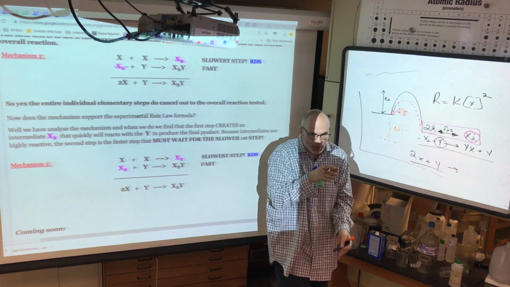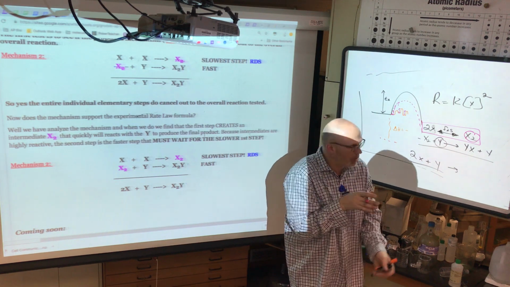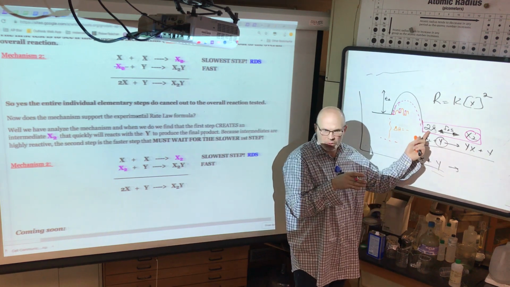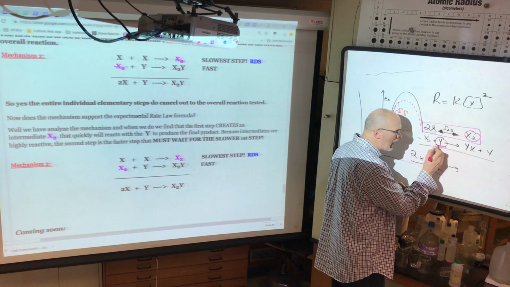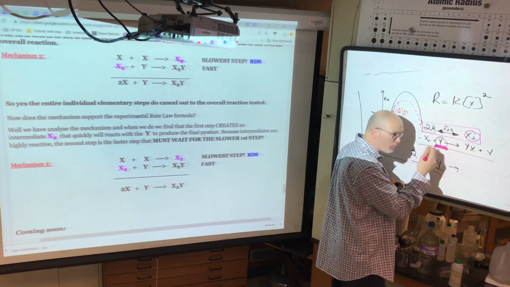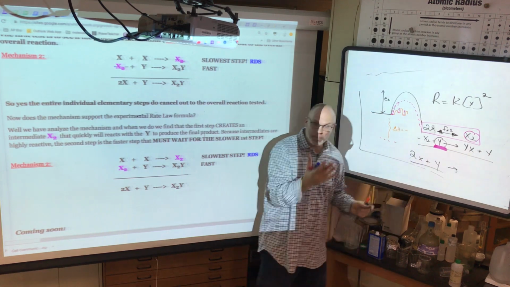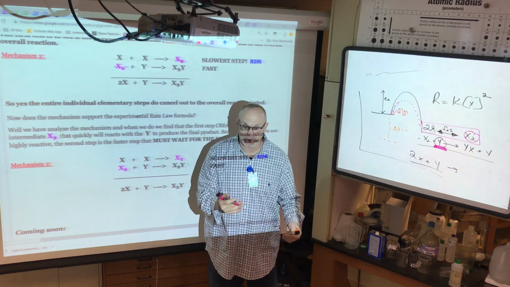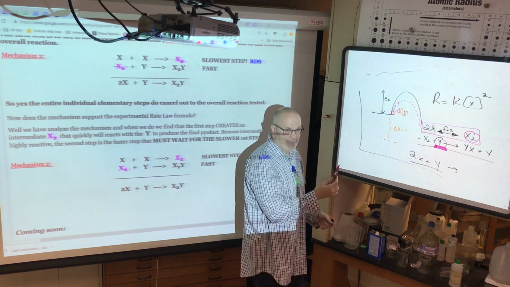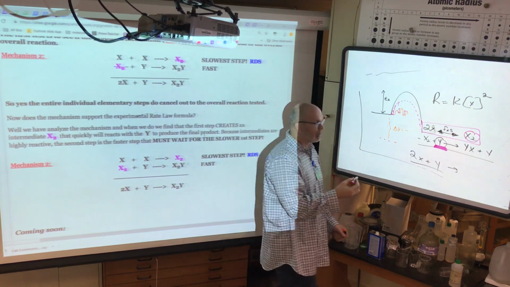Now, of course, it's just random motion. And as soon as I get to it, it becomes what? 2x. So this y is waiting, really, for the availability of enough x2s to collide with it. Because x2 goes back, it's not there long enough.